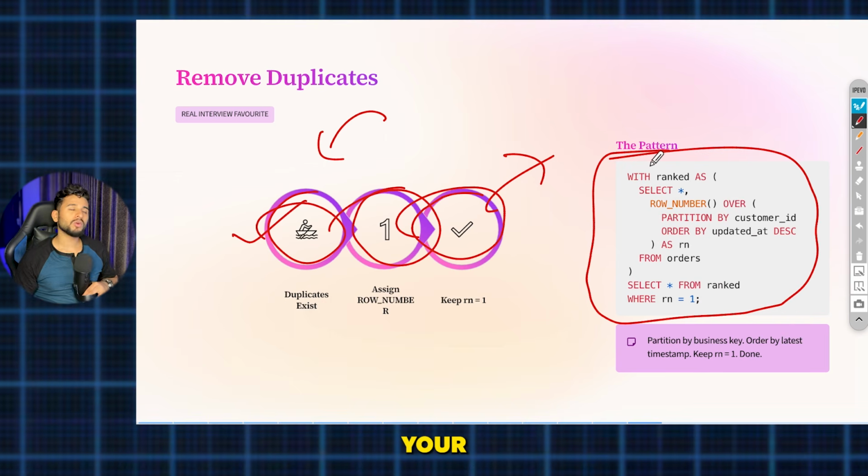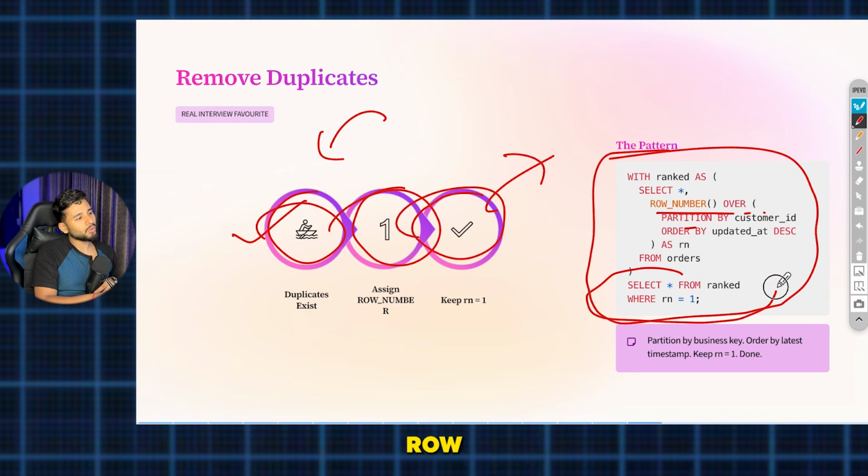That is what I have used here: the window function row number. I have declared a CTE here, a common table expression, and basically I have done a row number over this, and I will be only choosing where row number is equal to 1.